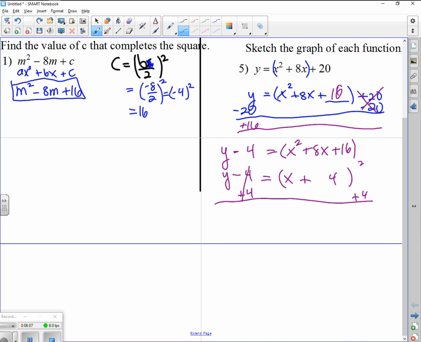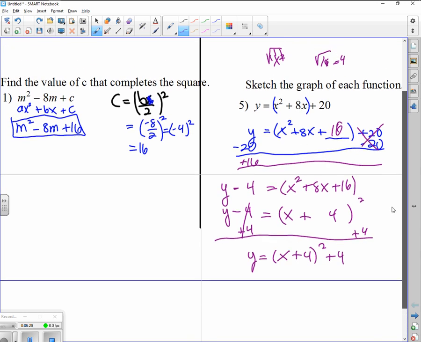These are opposites, so this will cancel. So the answer is y is equal to this, and this can be combined because this is 4 by itself and this is inside the parentheses. Since they cannot be combined, you have (x plus 4) quantity squared plus 4.